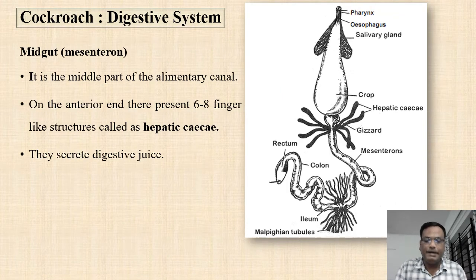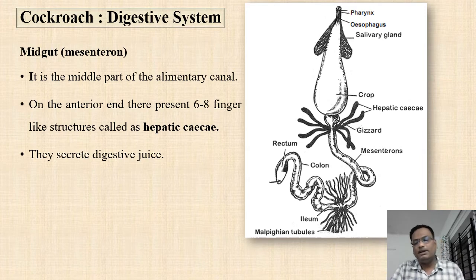Next, the midgut portion. Midgut is also called mesenteron. This extends between the foregut and hindgut. Midgut is a narrow, long muscular tube, and here most of the digestion is completed in this part of the digestive tract. Now, after the gizzard, you can see around 6 to 8 finger-like projections at the junction of foregut and midgut. So these finger-like structures are called hepatic caeca.